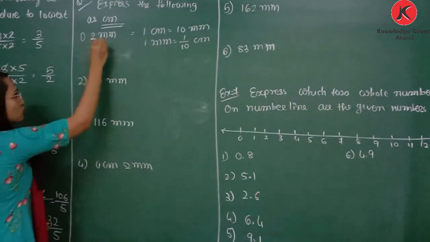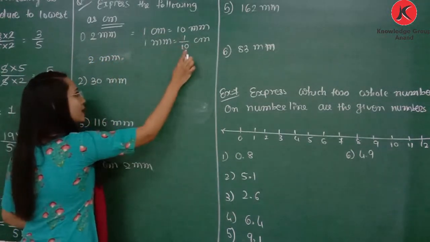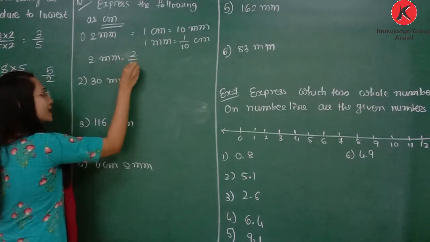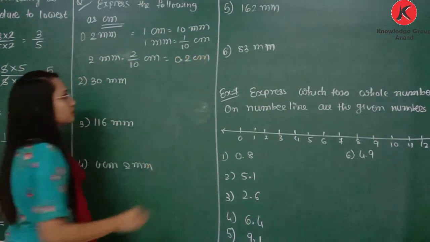Now we need to find 2 mm. So 2 mm is equal to what? 1 mm is equal to 1 by 10. So 2 mm is equal to 2 by 10 centimeter. So that is 0.2 centimeter.